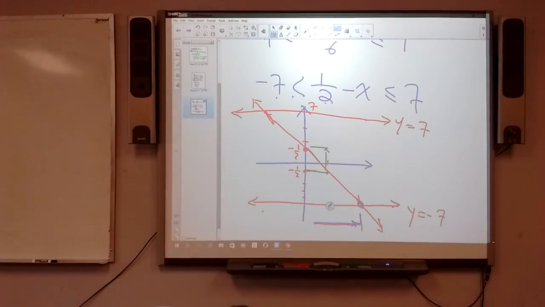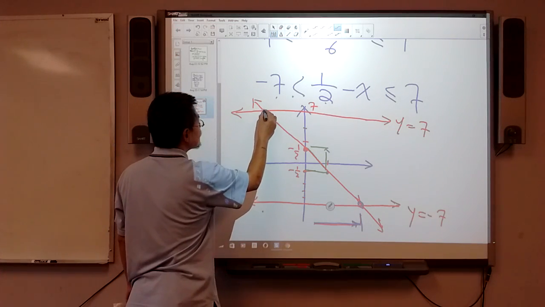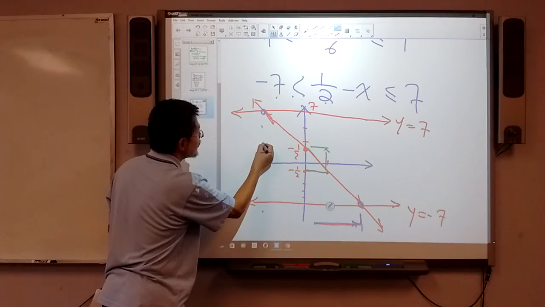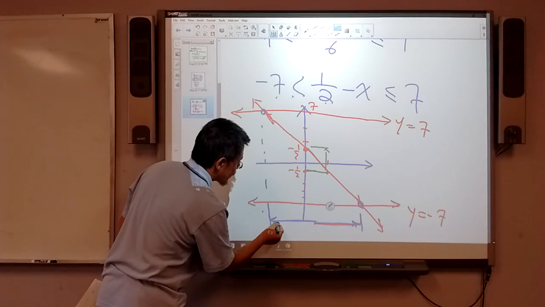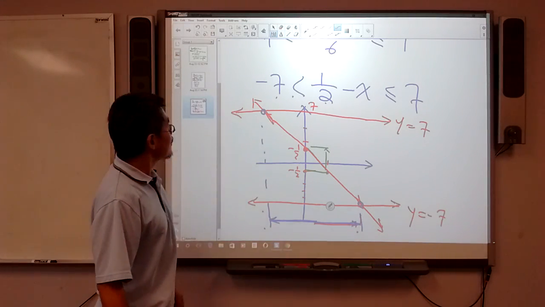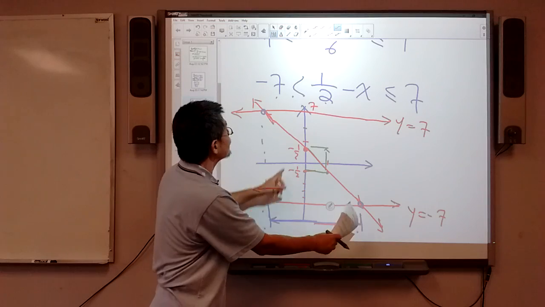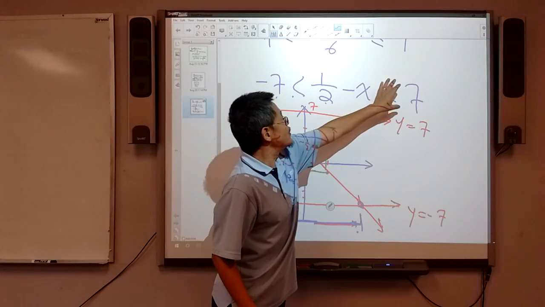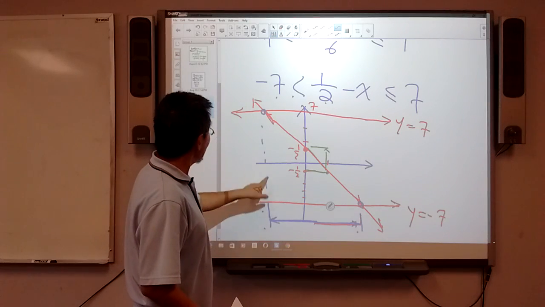Now we have it less than or equal to 7. Where is it less than or equal to 7? It's from this point down, right? Go this way. So what we have here is this interval. This interval is our solution. So only x within this interval will satisfy this inequality. Okay, so that's what inequality means. Now, how do we find this point and that point?